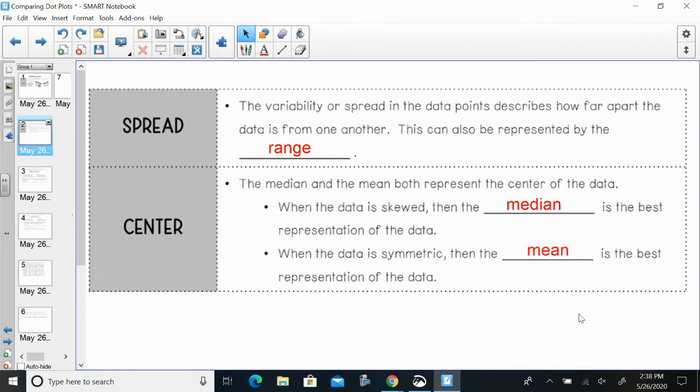We've talked about this before when we described outliers. If there was an outlier in our data, we typically want to use the median as a representation of the center of the data. When there's not an outlier, then it's acceptable to use the mean to represent the data.